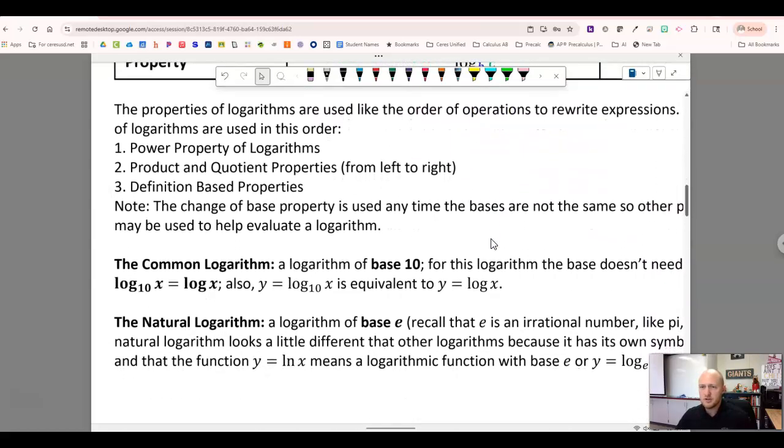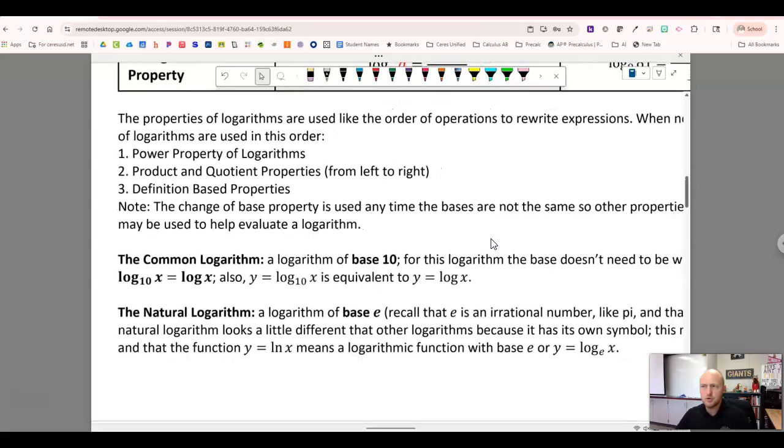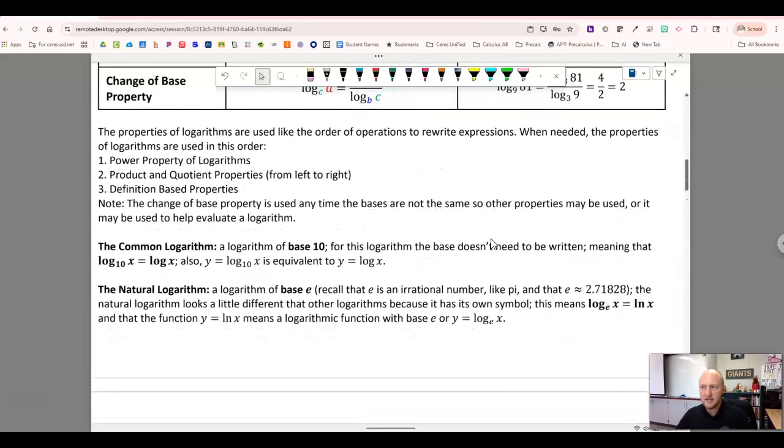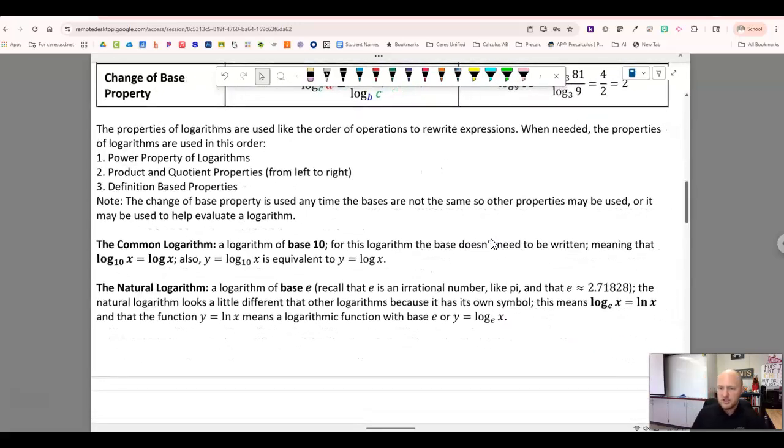Let's go over some strategies in order to rewrite logarithmic expressions. You're going to need the properties, and usually they're in this order. Usually first we'll use the power property of a logarithm. And then once we have that, we'll utilize the product or the quotient properties from left to right. And then we'll go on to definition-based properties if we need them.